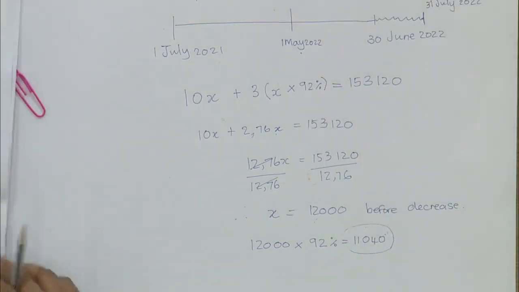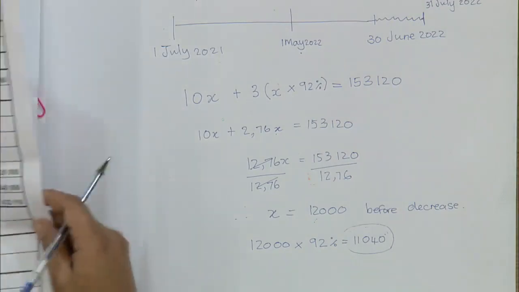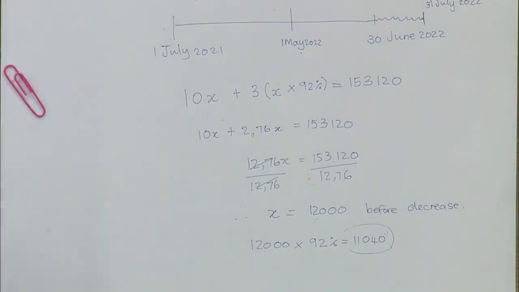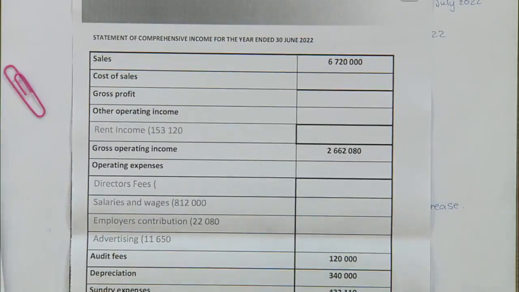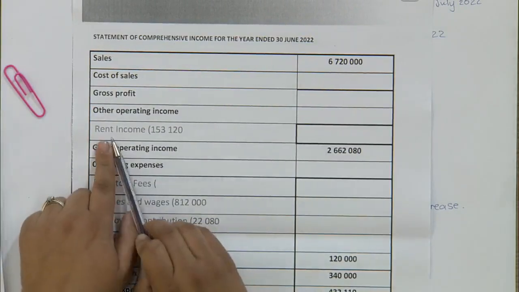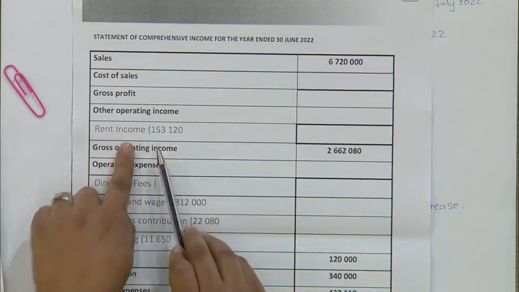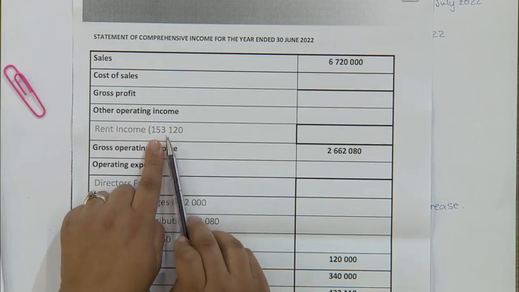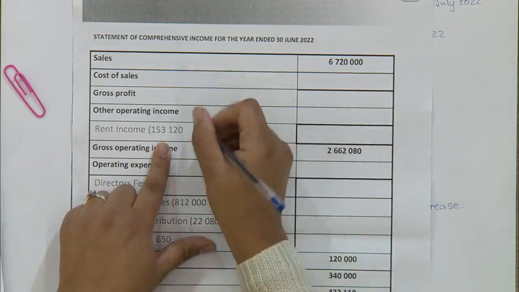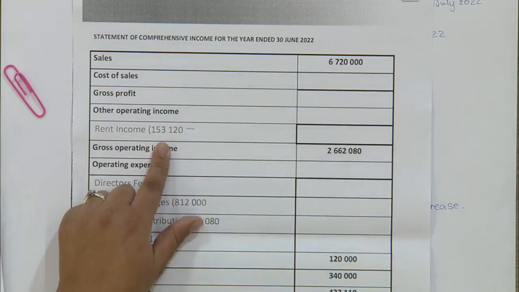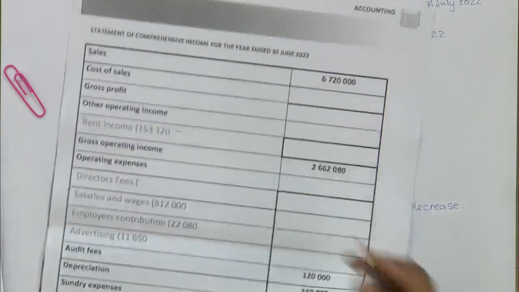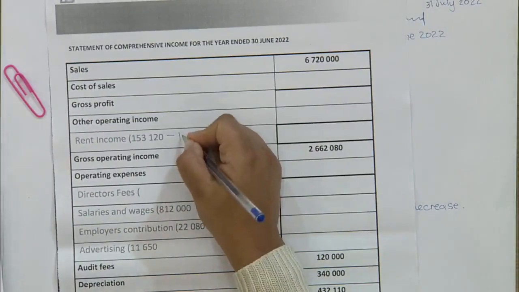So what are we going to do? We're going to enter it into our statement of comprehensive income. Now I've already said rent income, pre-adjustment amount 153,120. I'm going to minus that amount of 11,000. What do we calculate?